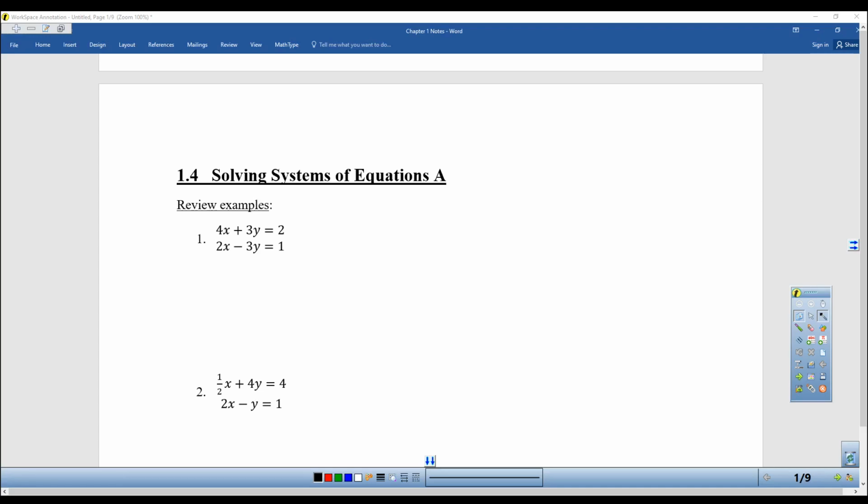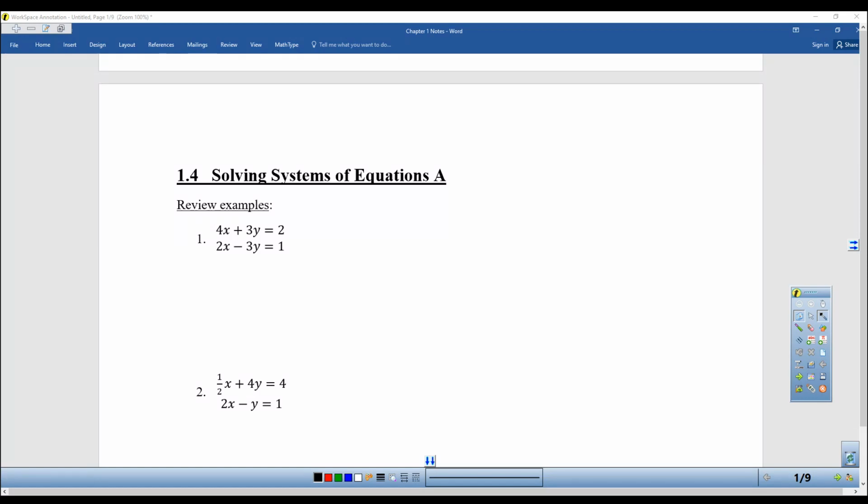Hello, everyone, and welcome to section 1.4, Systems of Equations. You'll see there's a little A there. That's because we're actually going to do part A and part B. 1.4 is pretty long, so I thought we would break it up into two different classes.